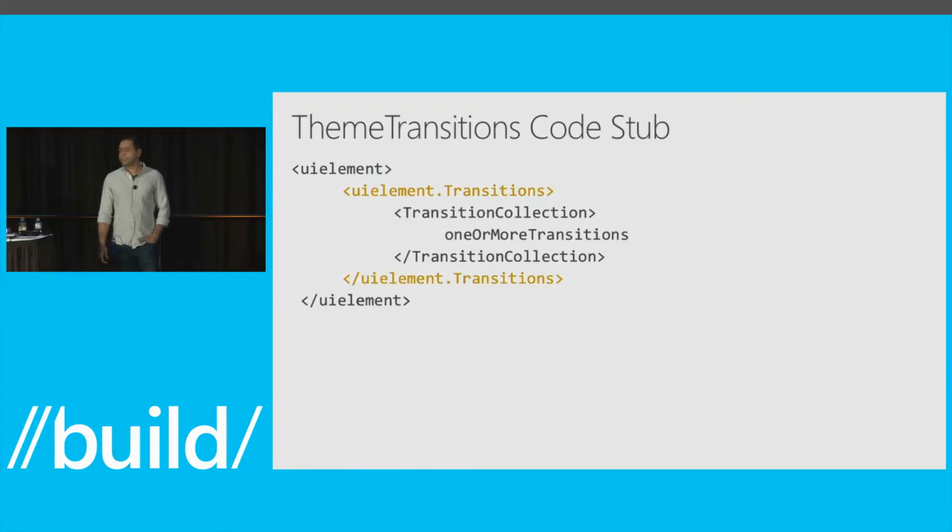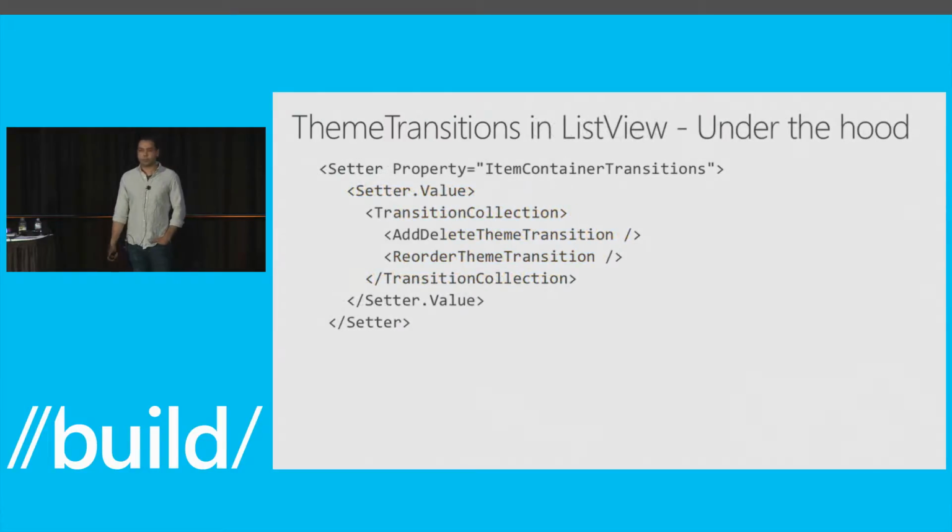So in theme transitions, generally, let's say you have a UI element, and it has a transitions property on it, which will take in a transition collection. And inside of that, you can put one or more transitions. So an example of this is list view. We ourselves, as platform developers, use the same concepts. And this is a behind-the-scenes look at how we have built the list view.